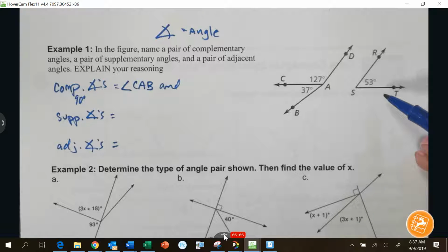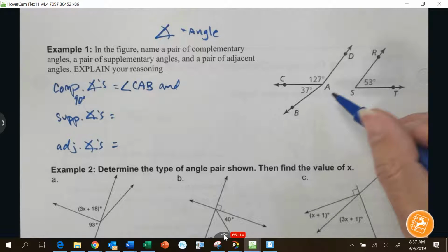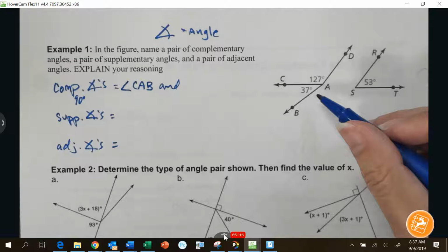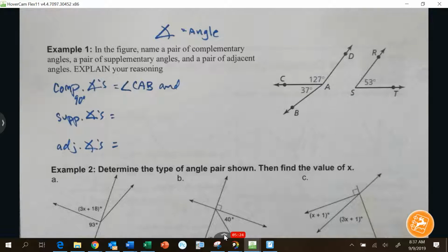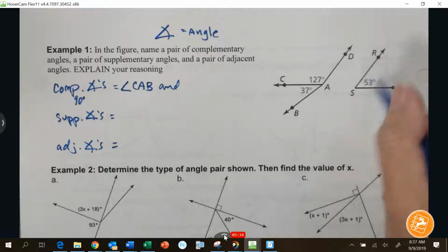You really don't have to think that hard. It's in the picture. It has to add up to be 90 with 37. Well, I'm going to ask you to use some common sense. Am I going to add 127 or am I going to add 53 to make 90? Right, common sense here.